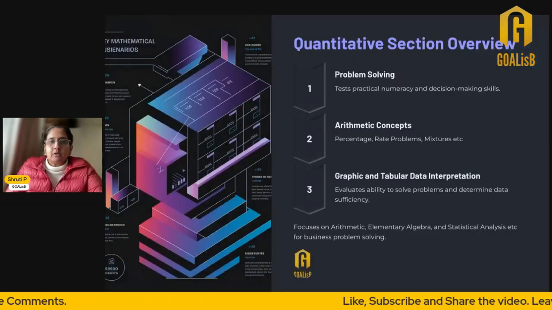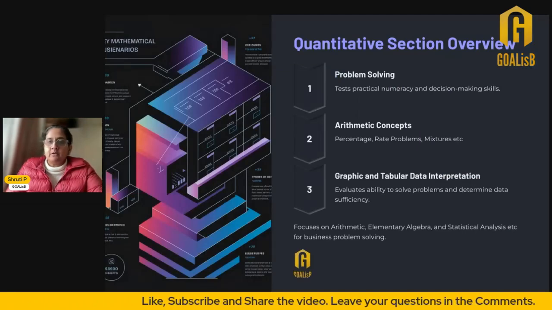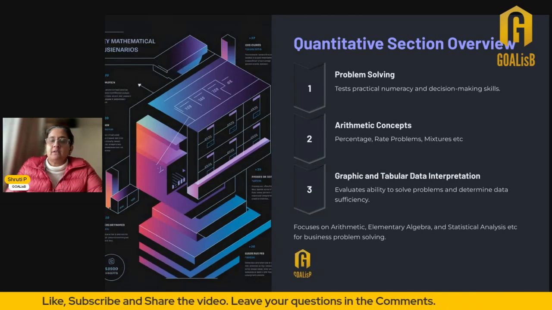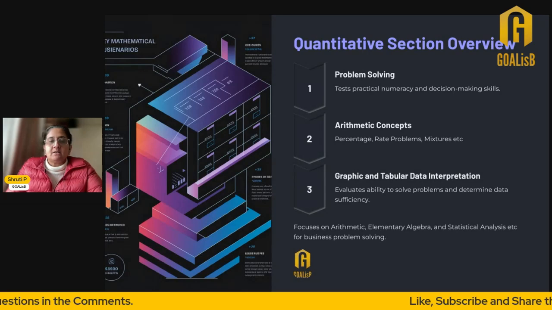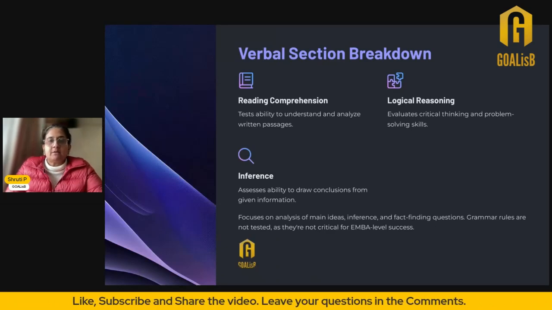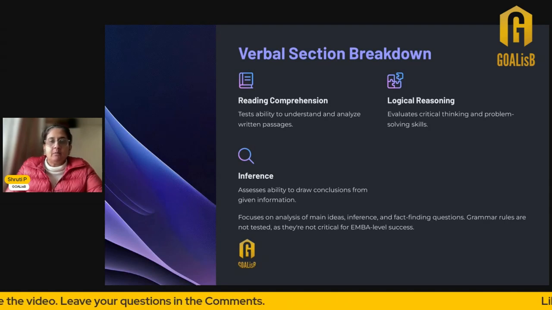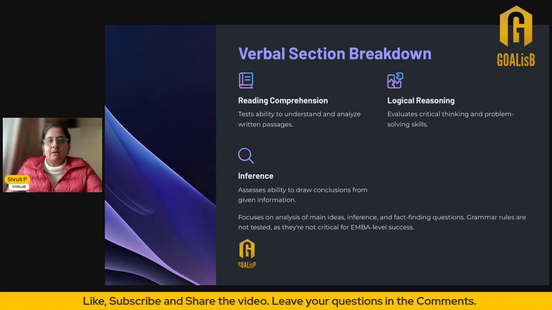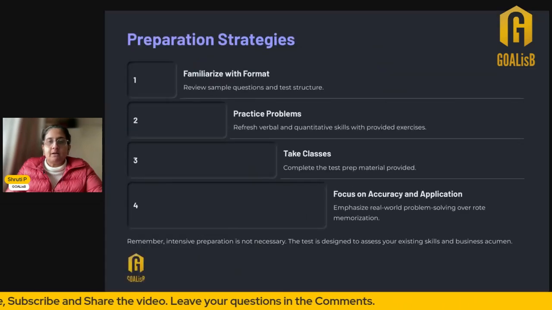For the quant section, what are the important things? You will have to address questions related to problem solving. You have to brush up your arithmetic concepts, and you also have to know about graphic and tabular data interpretation. These are skills that you need to work on for the quant section. And for the verbal section, the important aspects are going to be your reading comprehension, logical reasoning, critical thinking, problem solving skills, as well as inference based questions. So these are the sections that you have to address from the MCQ question pattern.